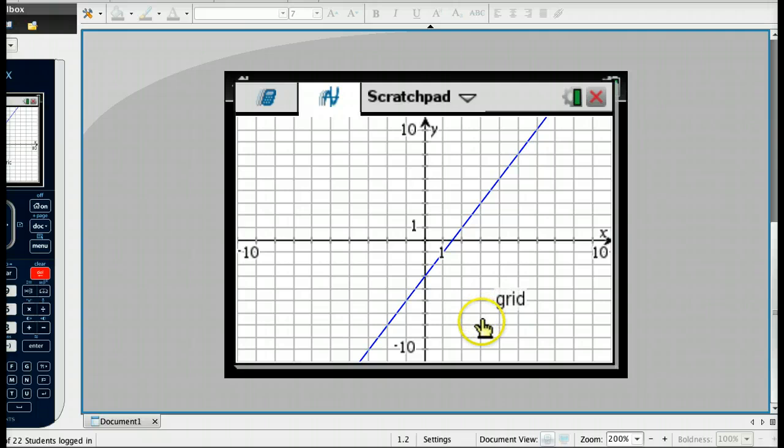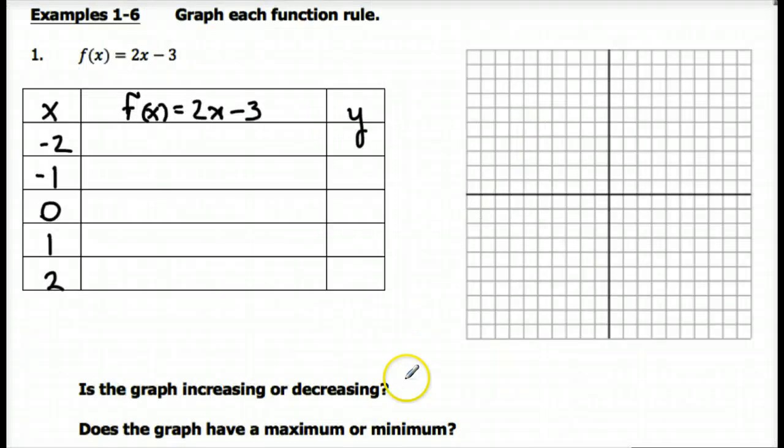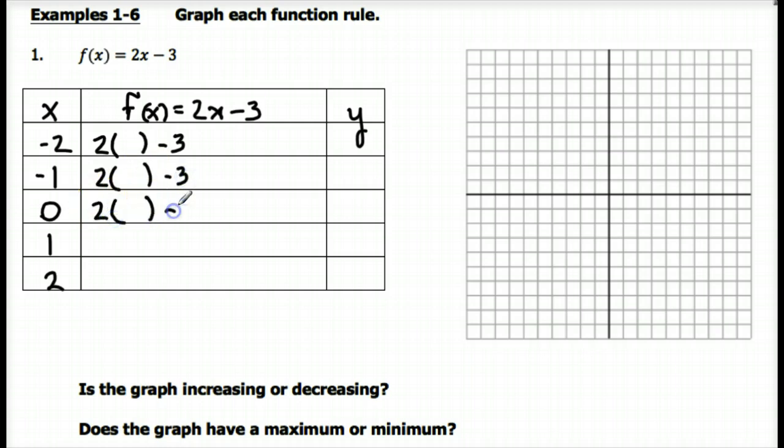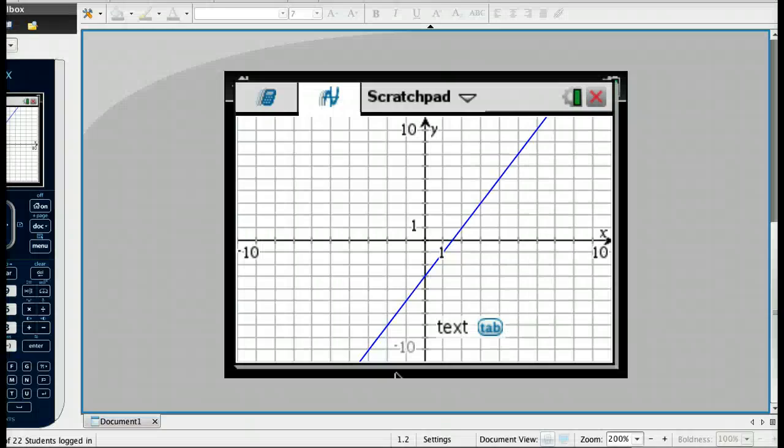So now we're going to plug our x values into our function rule and see if we get the same shape. This is going to look similar to what we did in the last video. I'm going to take 2 times my x value every single time and then subtract 3. What I'd like you to do is pause the video and practice this again. Plug each of these values in to get the y coordinates. Graph each of those y coordinates and see if you get a graph similar to what's on your graphing calculator.